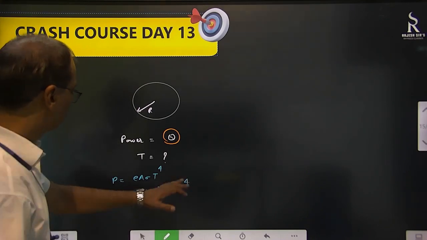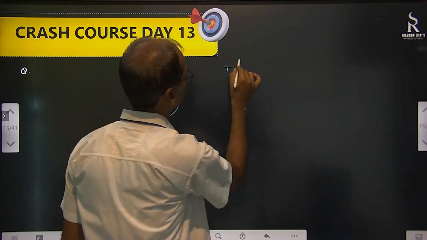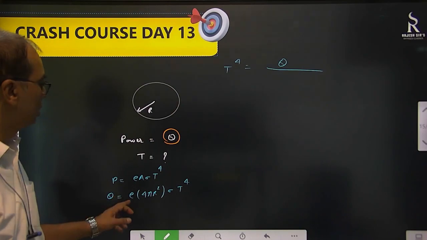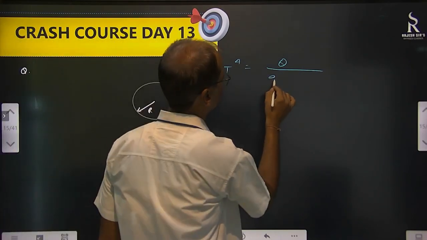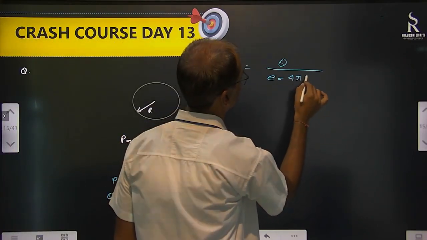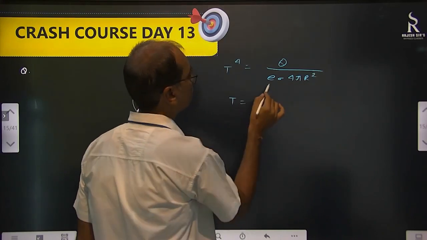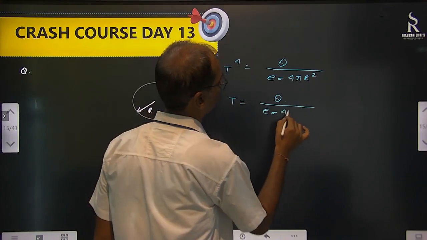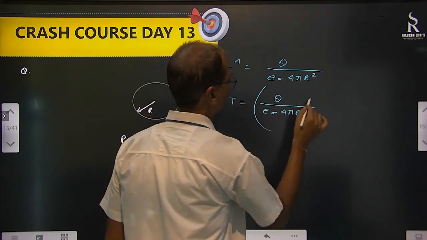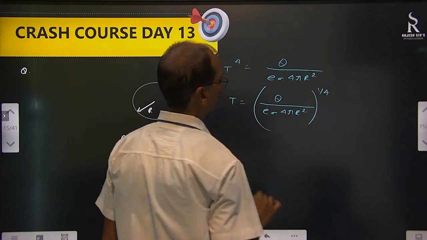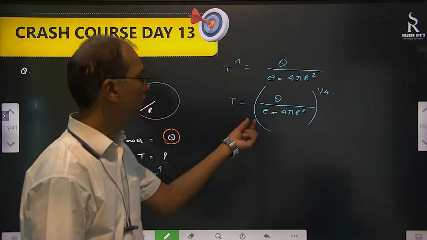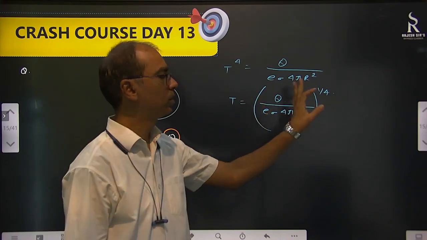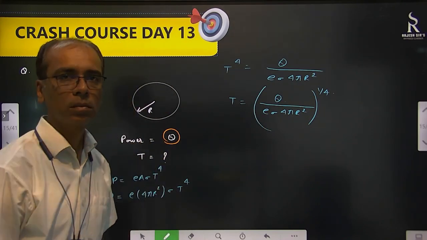So T to the power 4 equals this by this. T to the power 4 equals Q by E sigma 4 pi R square. So T equals the fourth root of this: Q by E sigma 4 pi R square, to the power 1 by 4. This is for a non-black body. If it is a black body, E will disappear. So T equals Q by sigma 4 pi R square, to the power 1 by 4.